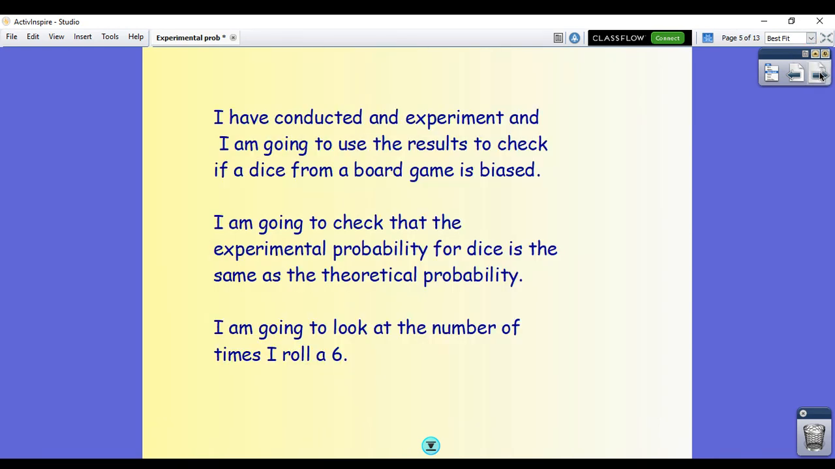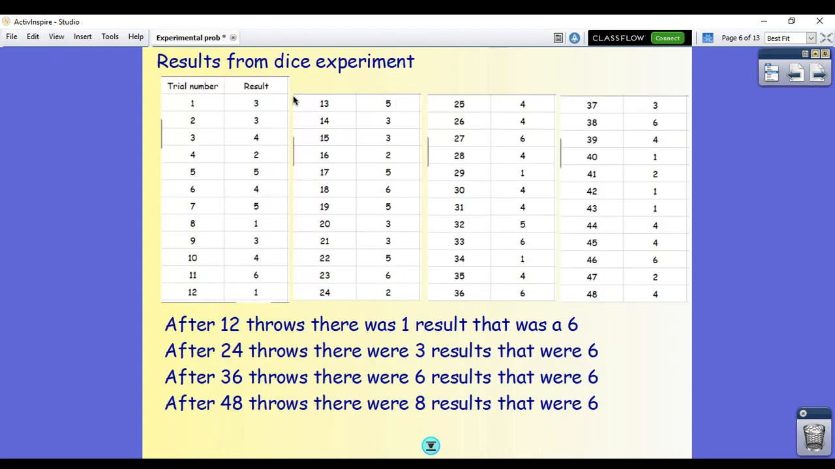I've conducted a little experiment. I'm going to use the results to check if a dice from a board game is biased. Is it more likely to come up on a particular number than any other number? I chose the number 6. I'm going to check that the experimental probability for the dice is the same as the theoretical probability, and I'm going to look at the number of times I roll a 6. So here's my results, my trial numbers. Here's the result. Trial number, result.